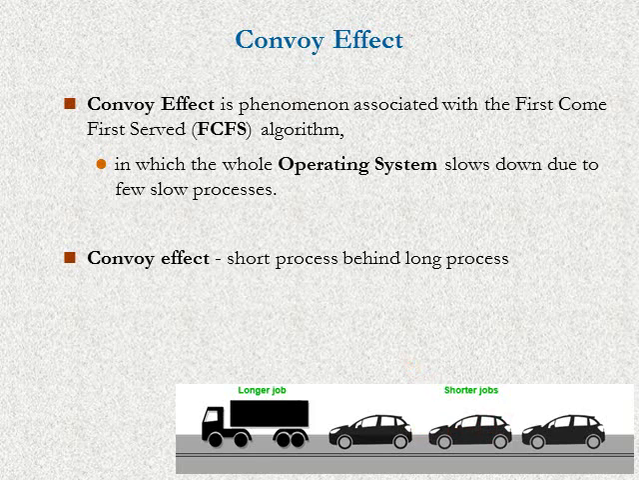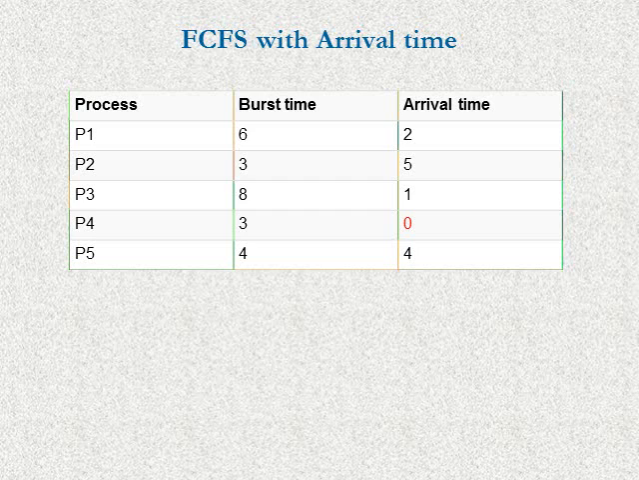So this convoy effect is a phenomenon that is present in first come first serve, in which the whole system slows down because of some slow processes. So in this convoy effect, we have some short processes that are following a long process, and this slows down the whole system. Now let's put some more richness to our exercises.